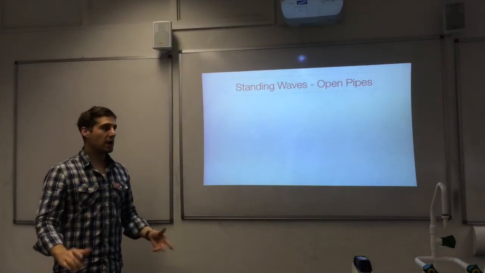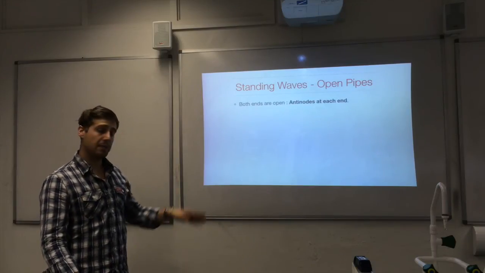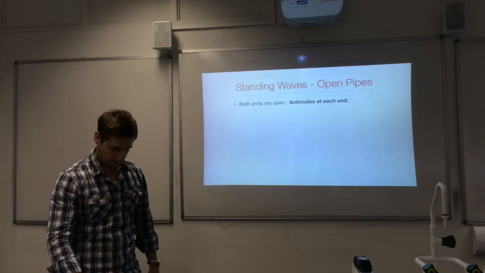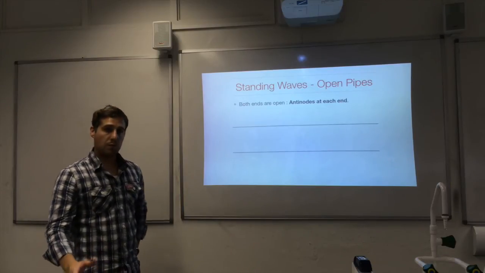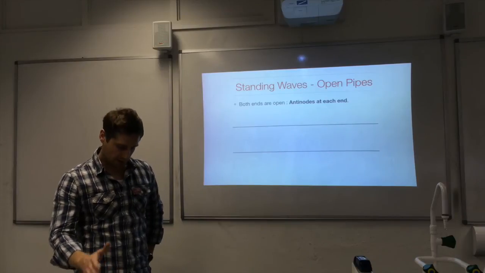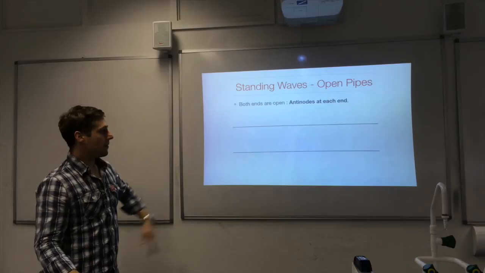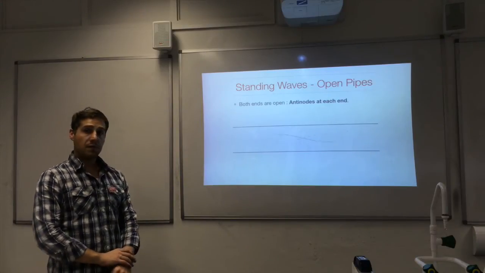We're going to start by looking at open pipes. Both ends are open, and that means you're going to get an antinode at each end. We'll go through the first 3 harmonics again. We'll look at the diagram, the frequency, the positions of the nodes and antinodes, and the wavelength. So there's my pipe cross-section.